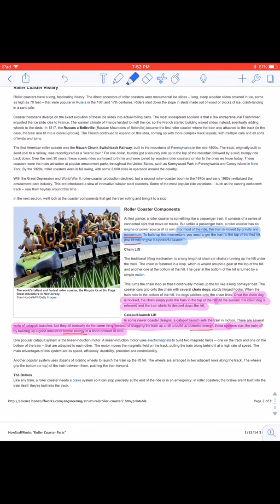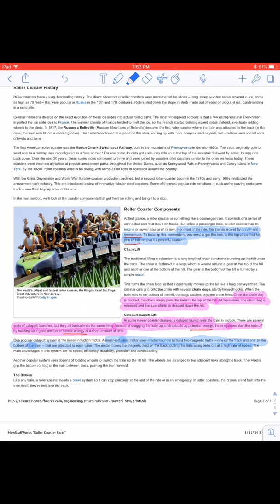And I think I'm going to start right here when we talk about the linear induction motor, using those electromagnets. And I think I want to go through this whole next line. They're attracted to each other. The motor moves the magnetic field on the track, pulling the train along at a high rate of speed.